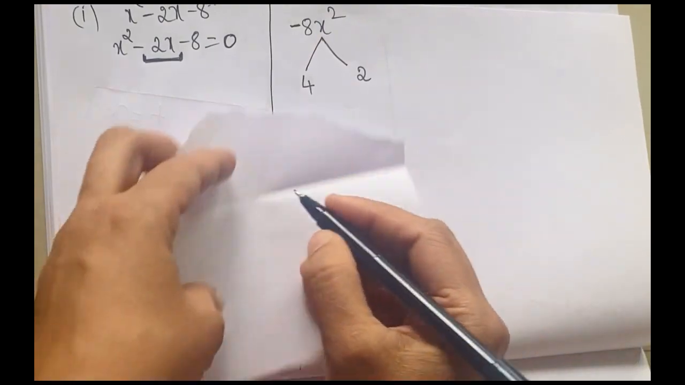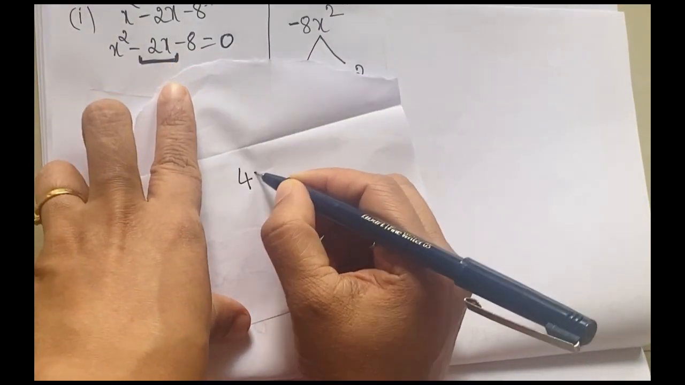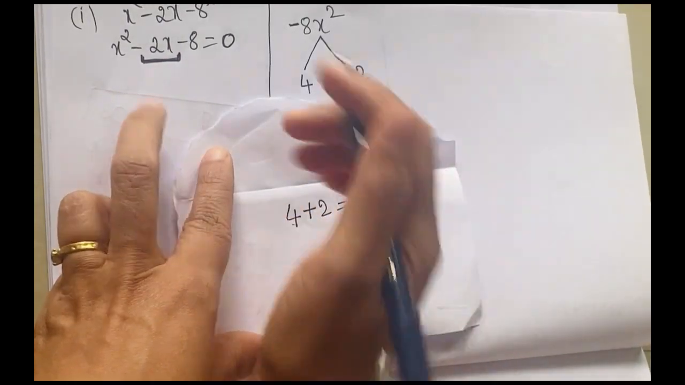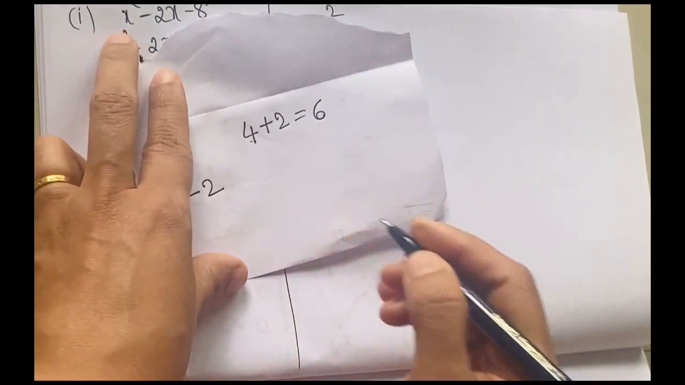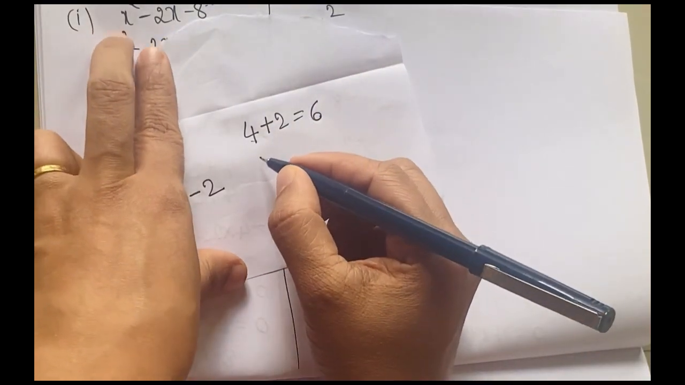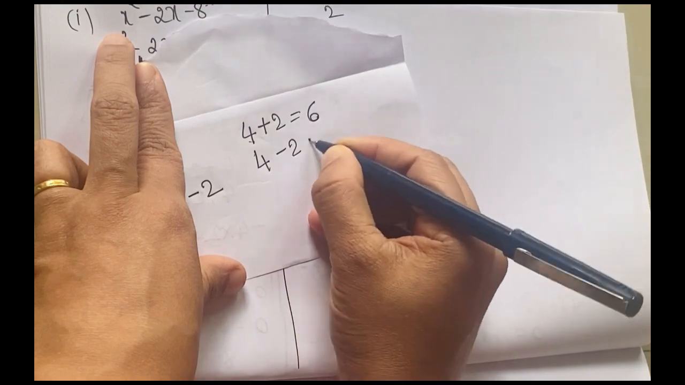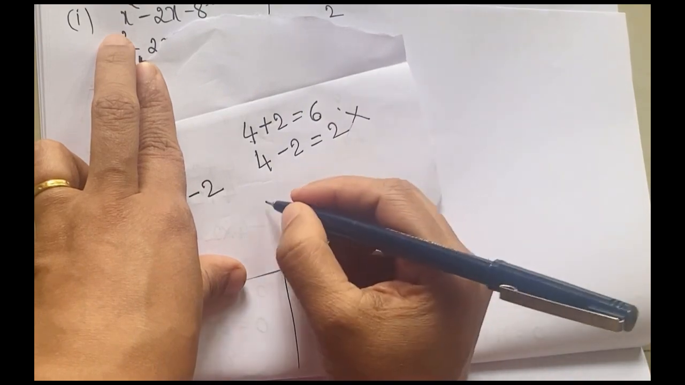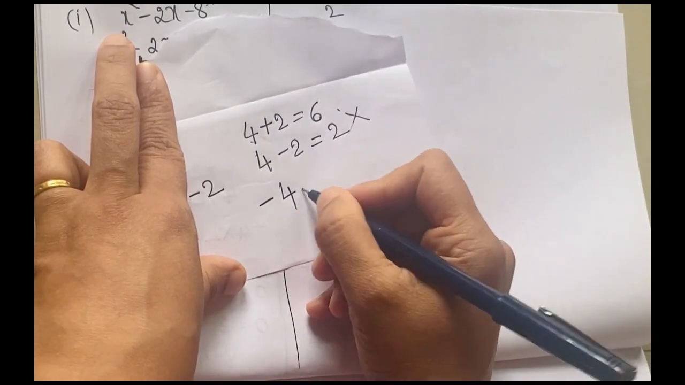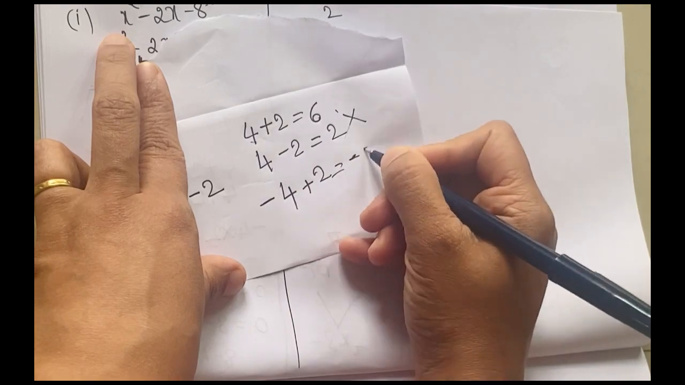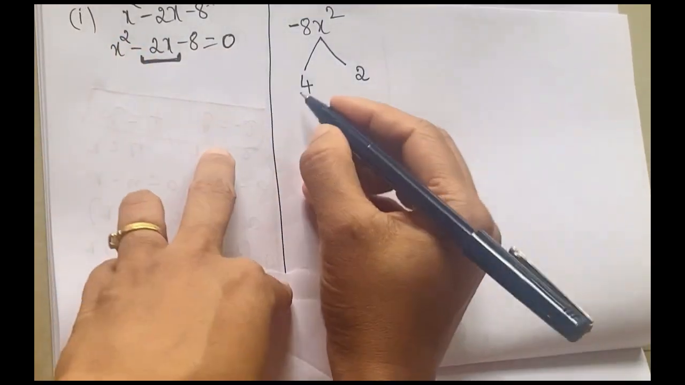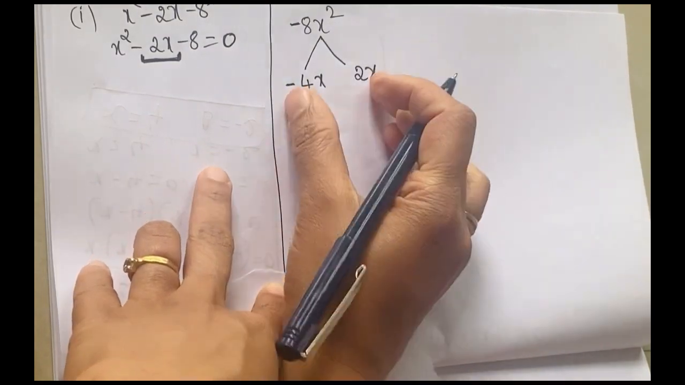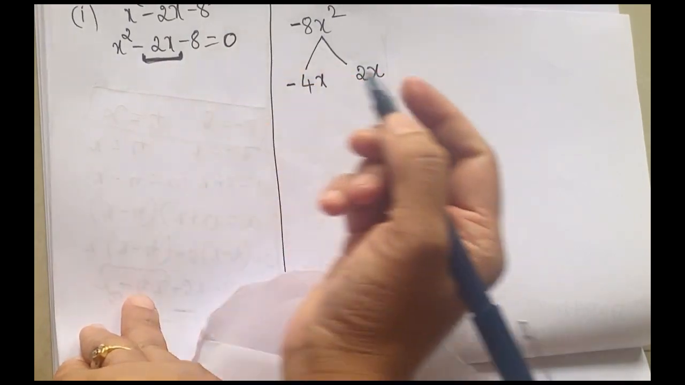4 and 2. If I take plus 4 and plus 2, I will get 6. When I add these two, I need to get minus 2. Then how to choose? If I take plus 4 and minus 2, I will get plus 2. This is also wrong. That's why I will choose minus 4 and plus 2. Then I will get minus 2.